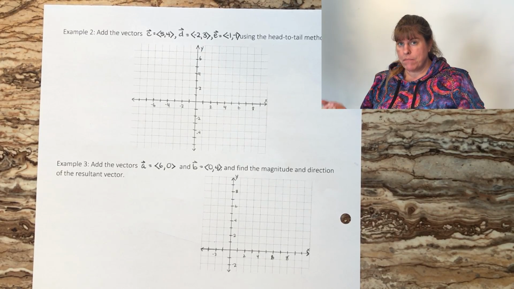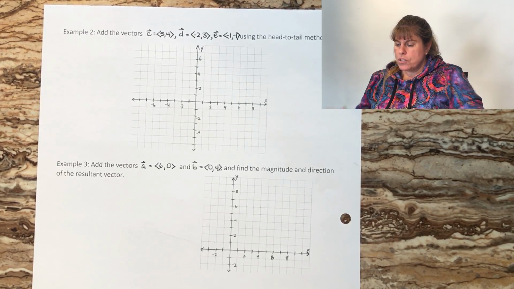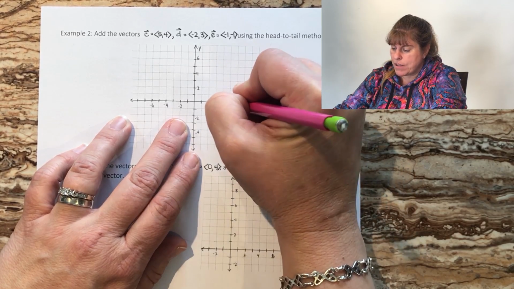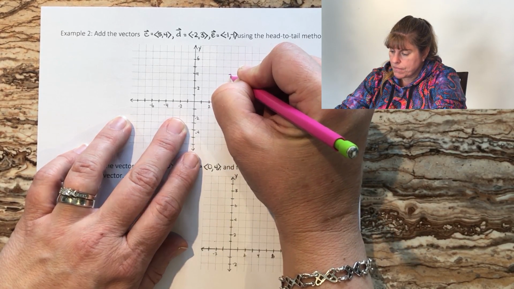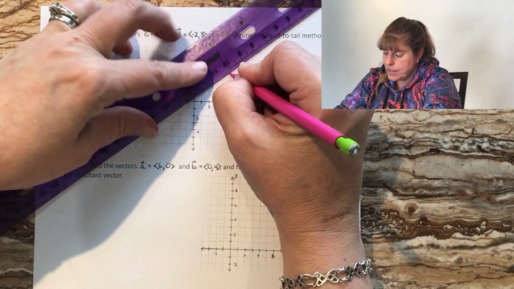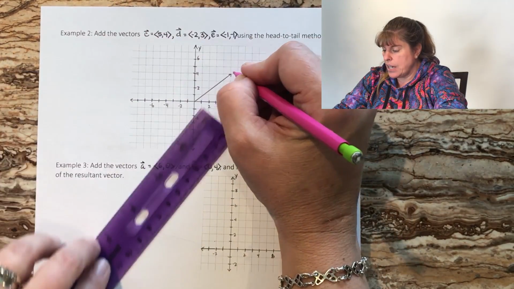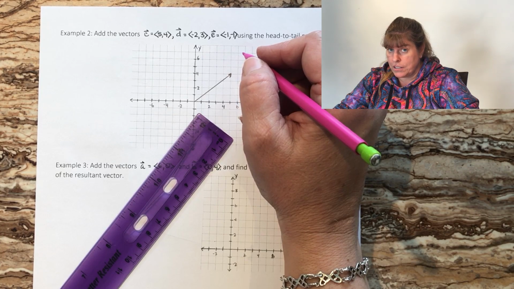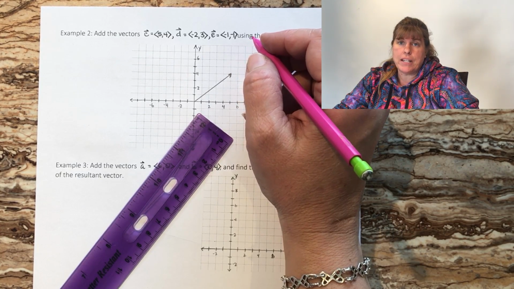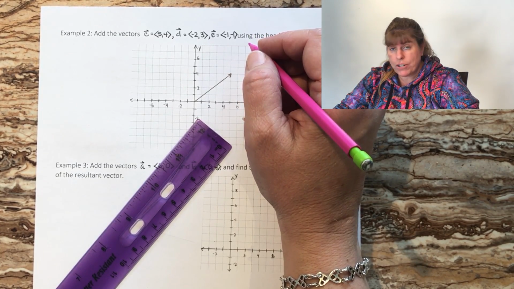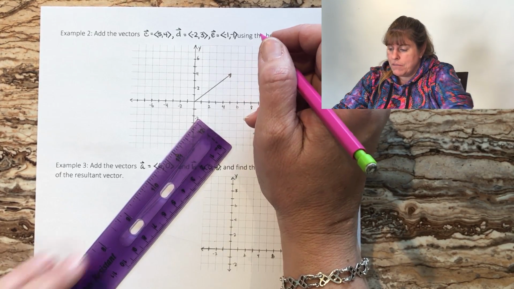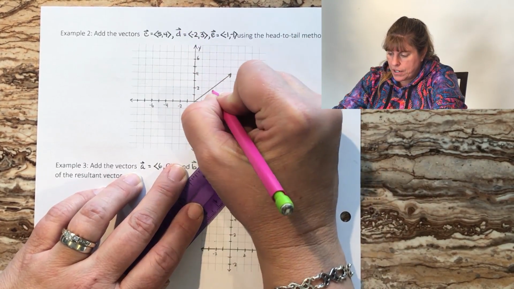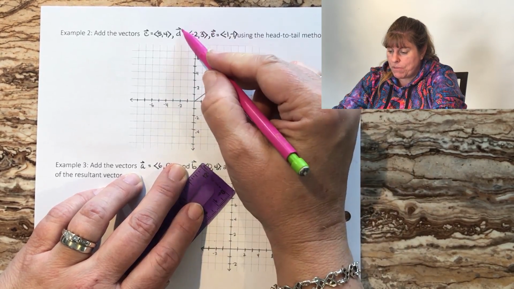Okay, example 2. We've got add them using the head to tail method. So vector C is 5, 4. So we're going to go over 5 and up 4. We're going to draw that vector. Like I said, it's not going to kill you if you use a ruler. It's going to look a lot better and it's good practice. But if you freehand it, make sure that you do it neatly, please, because I would like to see nice, neat lines. Okay, so I'm going to put this as being vector C.